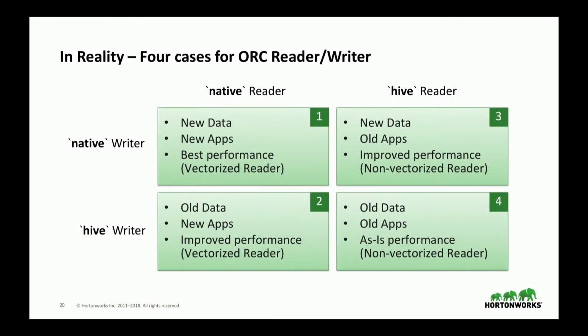So we add one data source, but actually there is a reader and a writer. So we have two readers and two writers from both file sources. So there are 4 cases. The user will hit this case, the new writer and new reader. New applications prefer this one, so they generate new data, and the performance is the best.